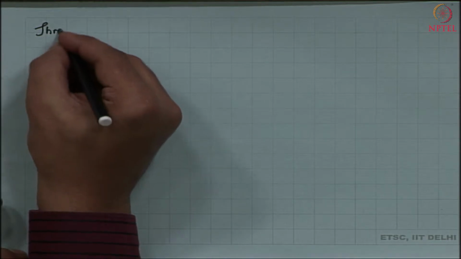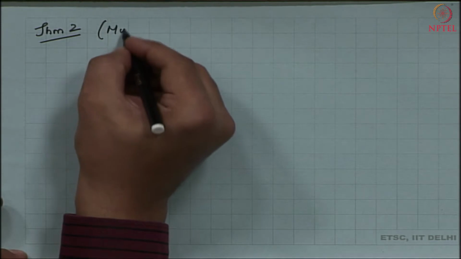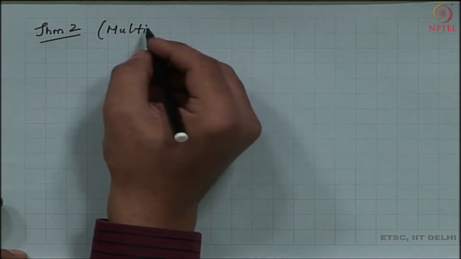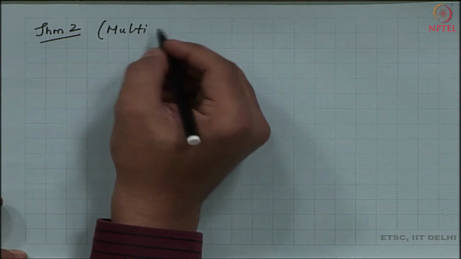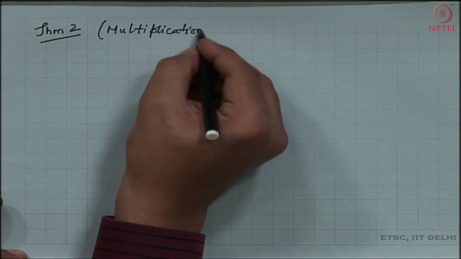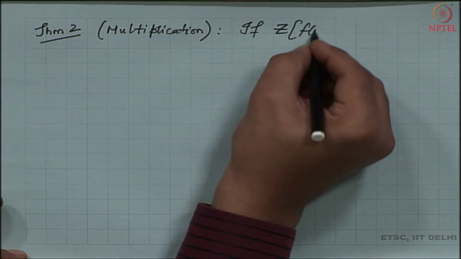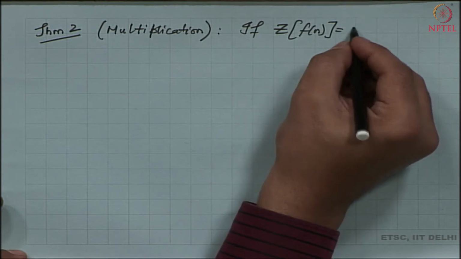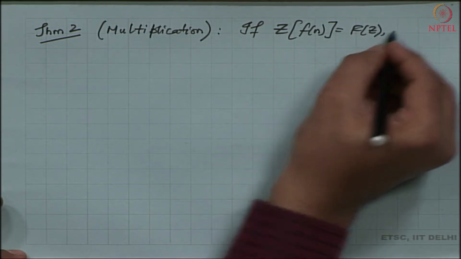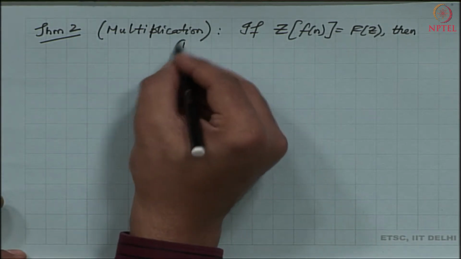Let us look at another result. Again I write this result in the form of a theorem. This is the theorem with relation to the multiplication of the function with a factor. If I am given that the Z transform of the function f of n is denoted by capital F of z, then I have 3 results to show.